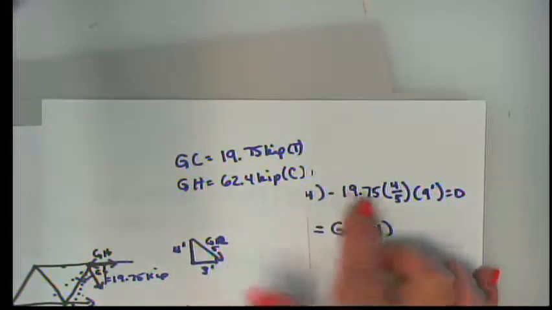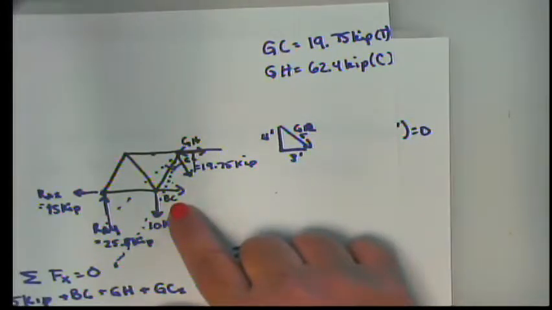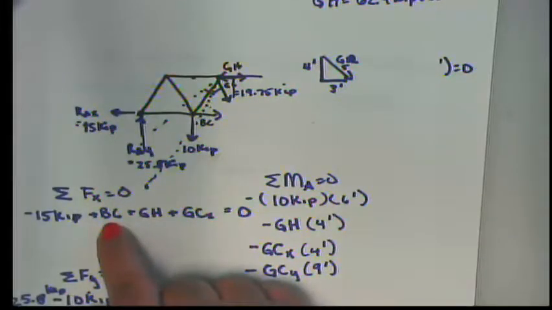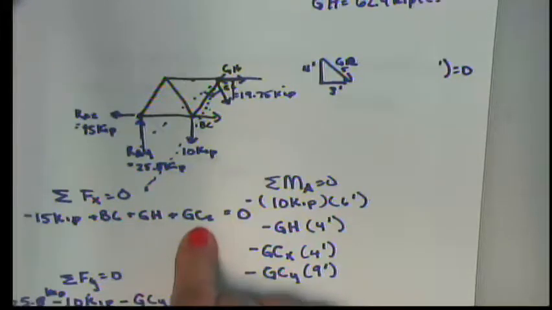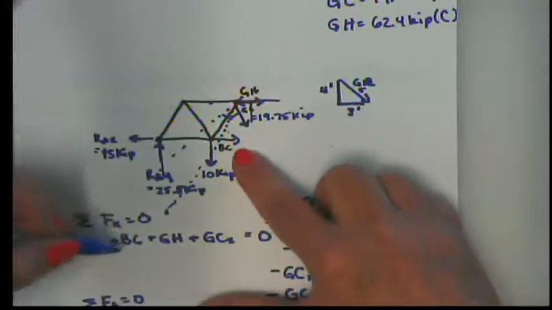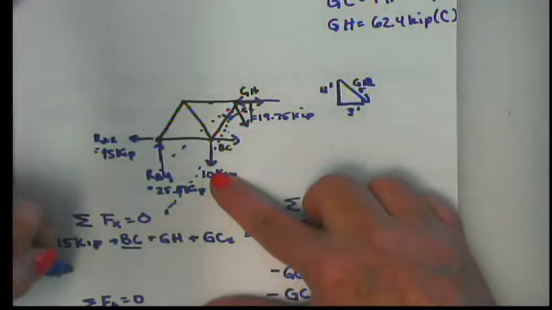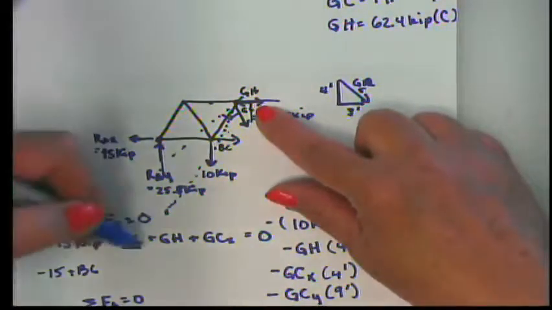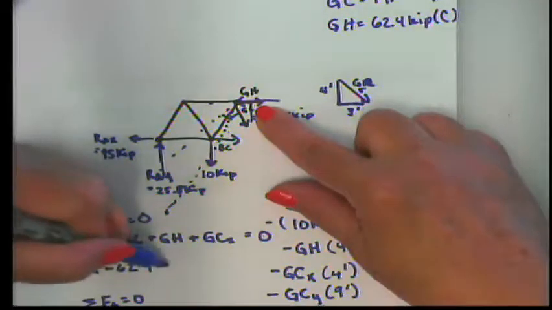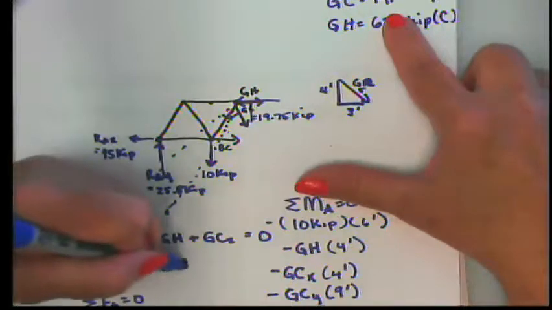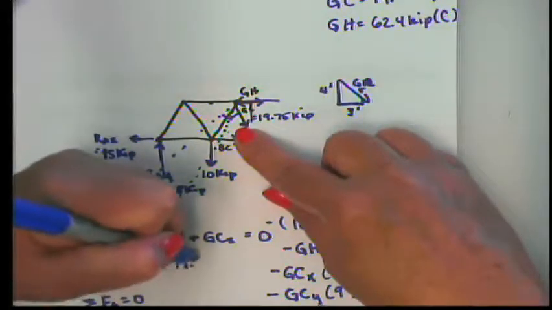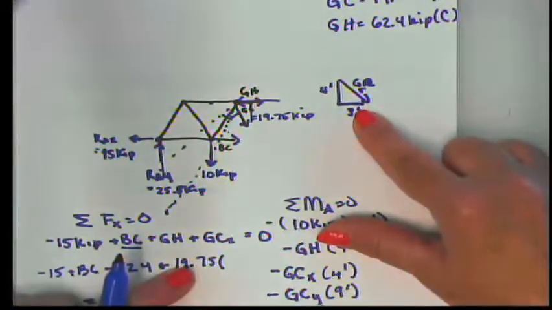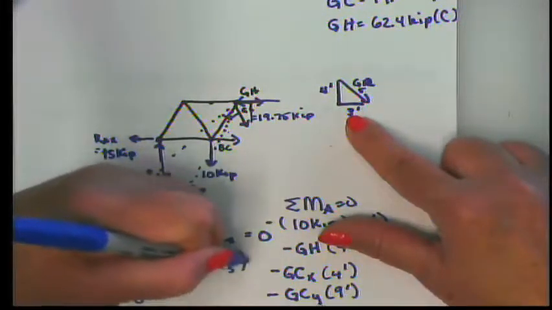Now the last thing that we cut was B sub C, so we can find B sub C from the summation of forces in X equation, because we know G sub H and we know G sub C. So to finish our analysis, we get negative 15 plus B sub C plus G sub H, which we found is actually going the other way, so that's a negative 62.4, plus G sub C in the X direction. In the X direction, G sub C is positive 19.75 is the entire amount. But in the X direction, we are at 3 parts of 5 equals 0.